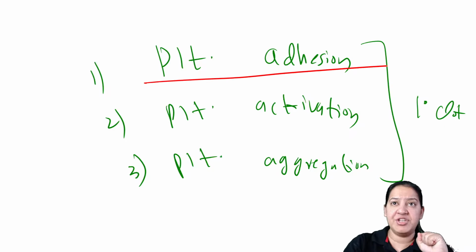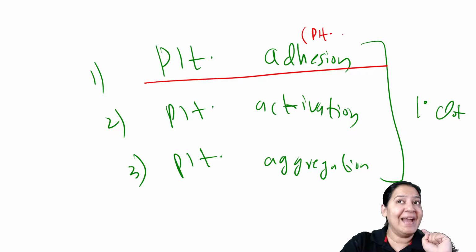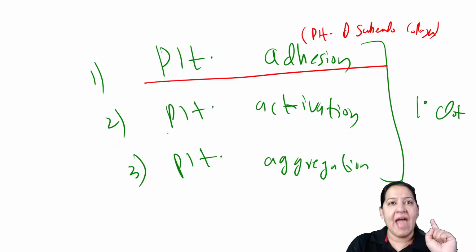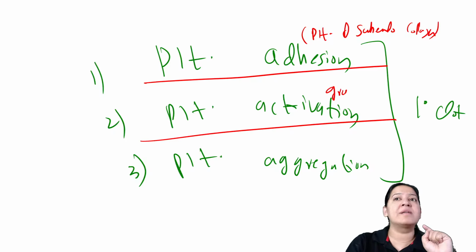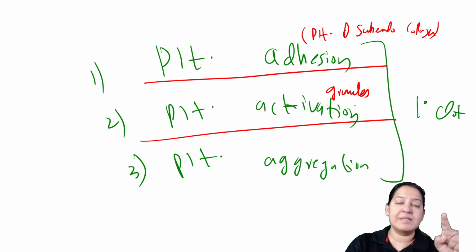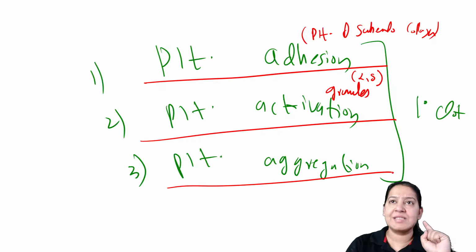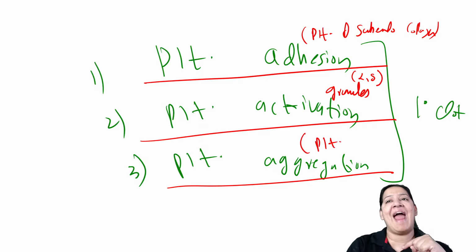In platelet adhesion, it is the formation of the first row. The bond is formed between the platelet and the subendothelial tissue, the collagen of the subendothelial tissue. That is the first step. In activation, the granules are secreted into the blood. The granules present in the first row, the alpha granules and the delta granules, go into the blood. And in the last step, bond is formed between platelet and platelet.